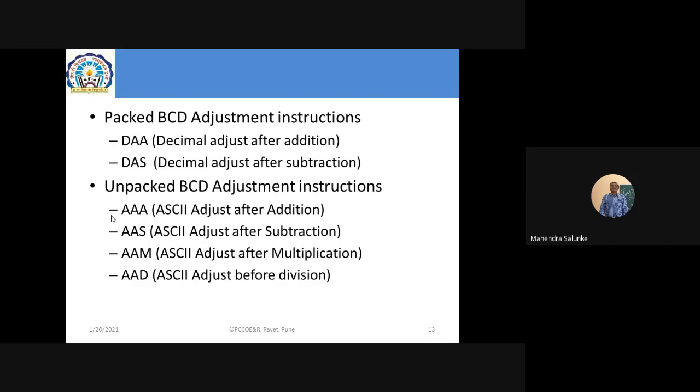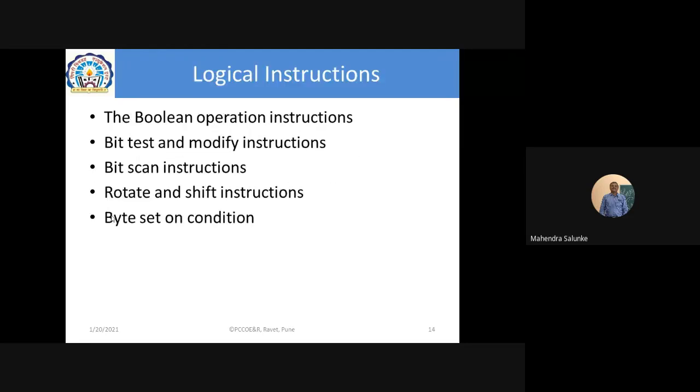Then AAS, it is ASCII adjust after subtraction. These instructions are carried out after performing the operation. They are mainly used after the binary or arithmetic operations. Then there is AAM, ASCII adjust after multiplication, and AAD, that is after division. These are the things. Now the logical instructions are there.